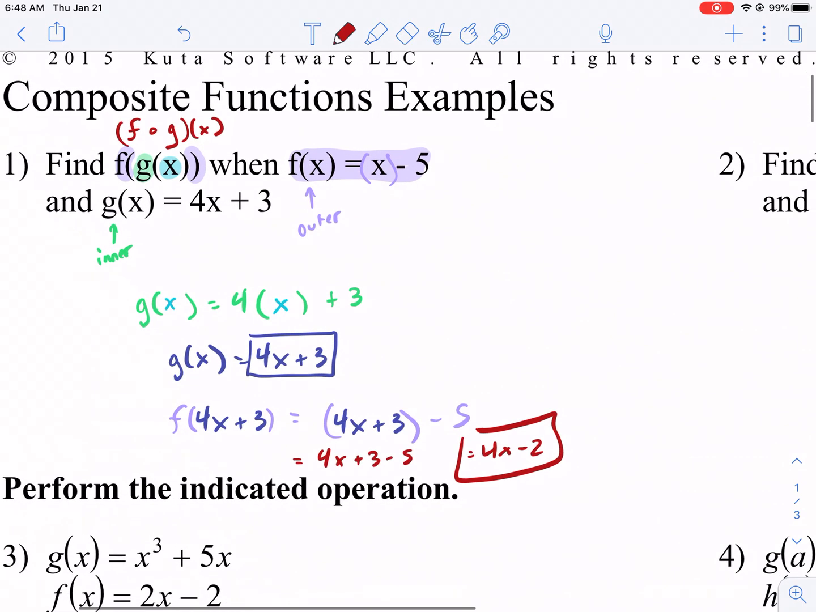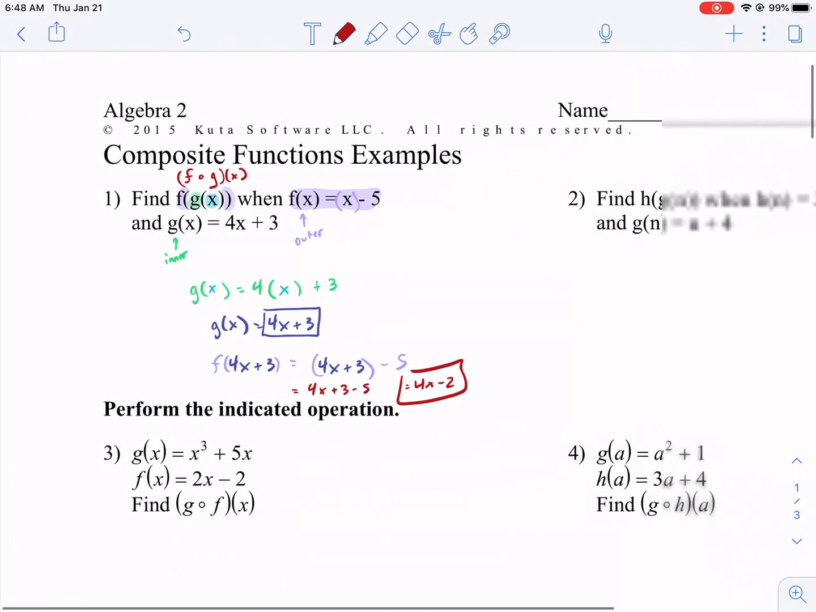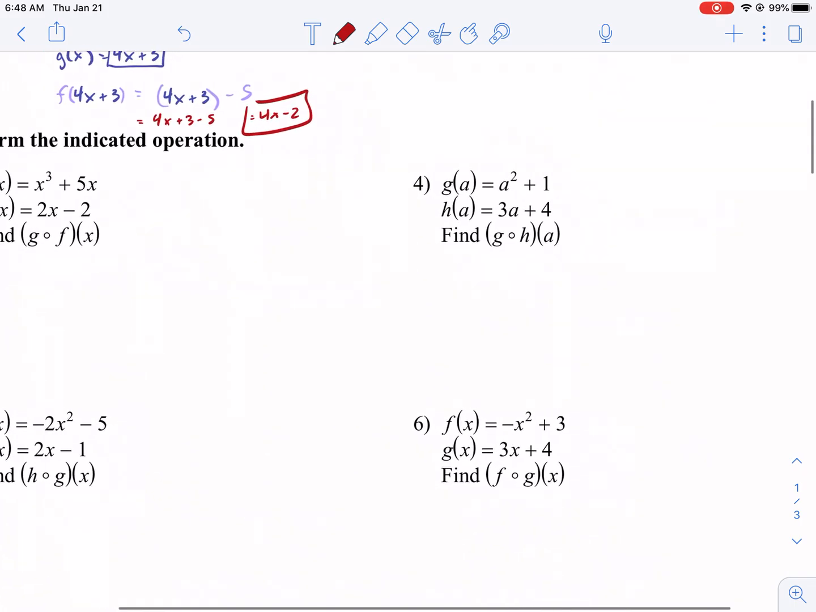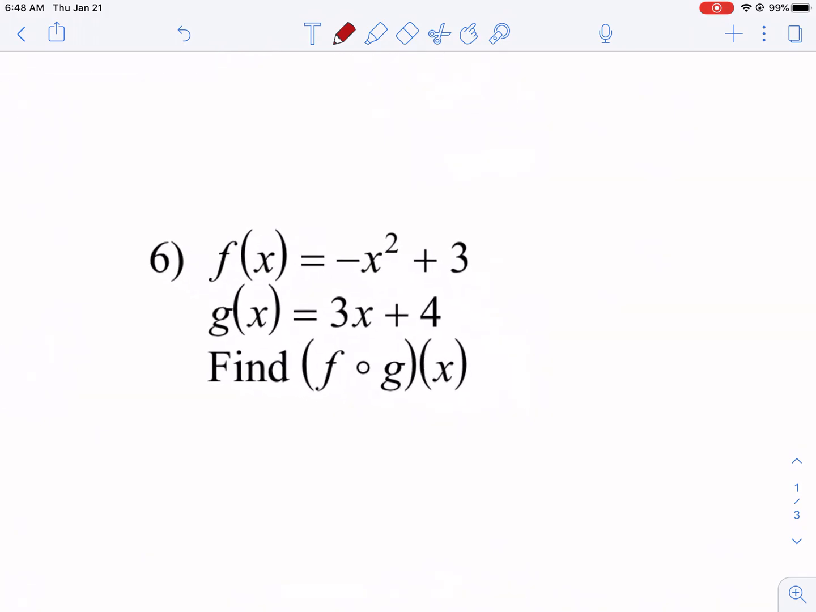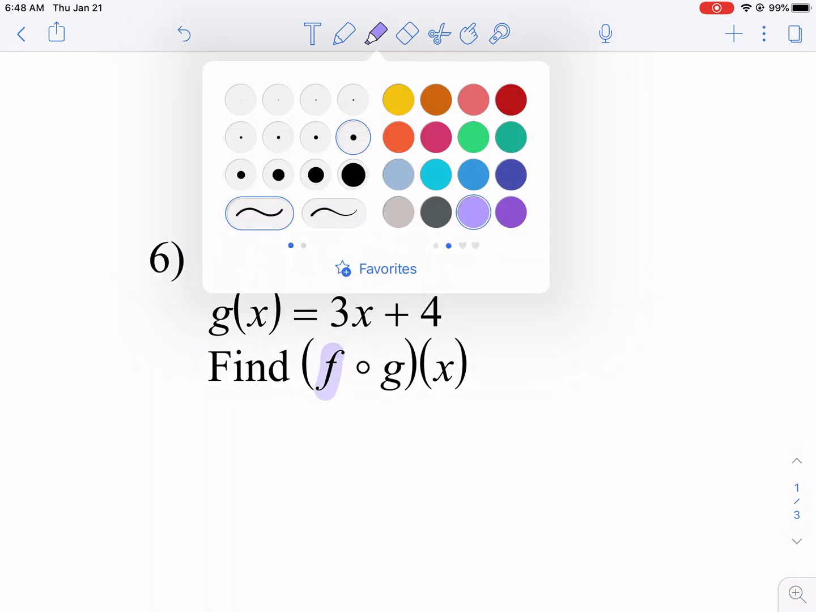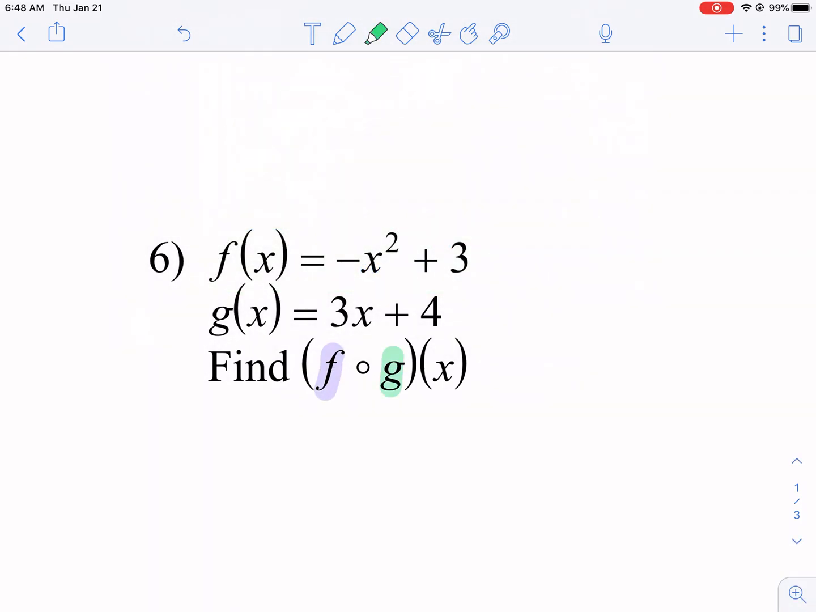We're going to have x in our answer, and that's how it works. Let me do one more just so we can see it completely. All right, here's a good one. So number 6, this is the one we're going to end on. So if you've been watching this, you're like, oh, when is this going to end? Very soon. That's my outer, that's my inner, and my input.